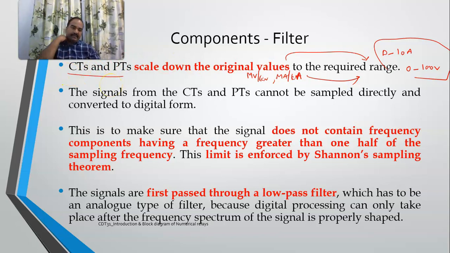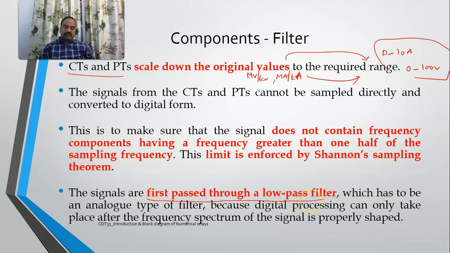And the data which you are getting cannot be directly converted into digital form. It may have some higher order frequency components. So you should eliminate them. Such a job will be taken care of by a low pass filter. The signals which are acquired from CTs and PTs will be passed through a low pass filter, which is an analog filter.